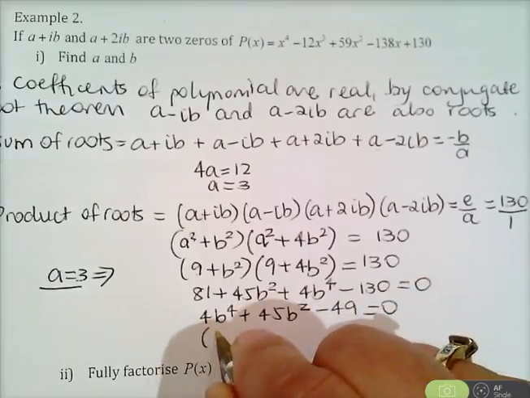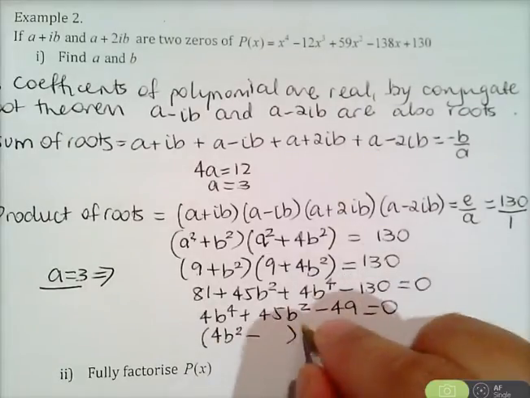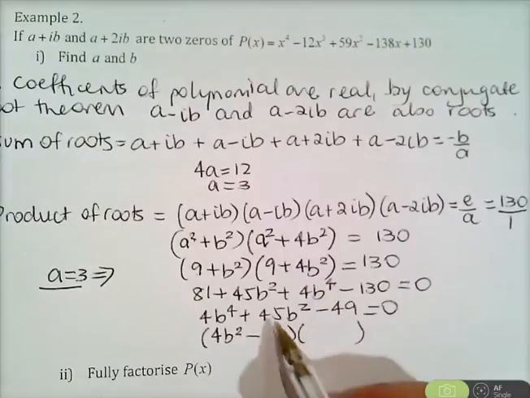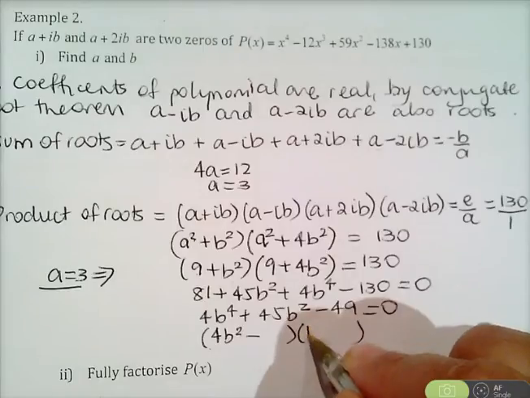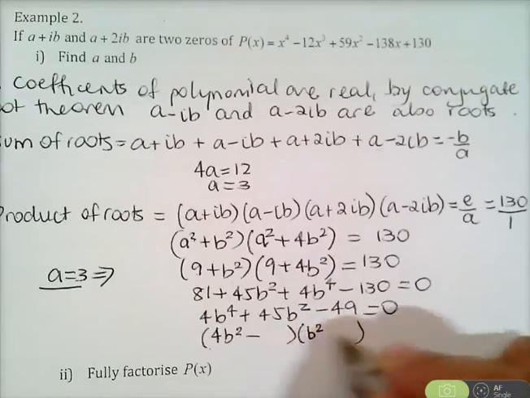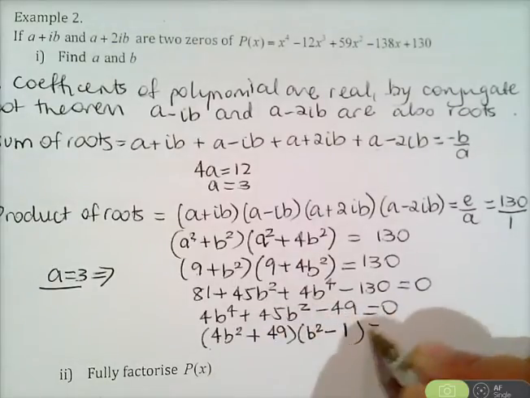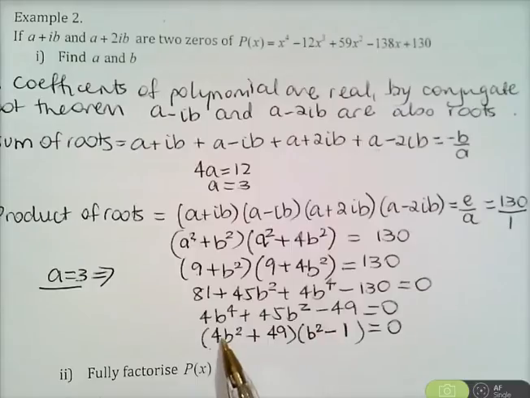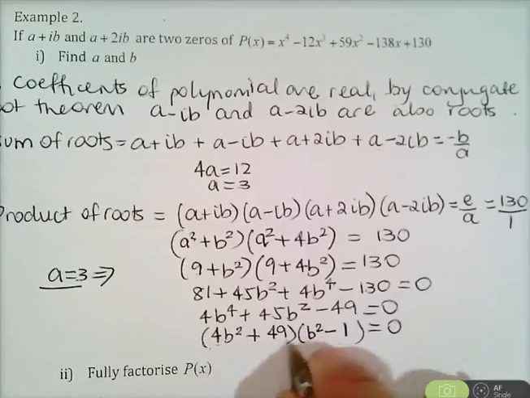So factorising this, we've got 4b squared. Now we need the factors of negative 49. Well, actually we won't do it like that. We'll do 4b squared and b squared. I think if we put the 49 here and the 1 there with a plus and a minus, we should get 4b to the 4 minus 4b squared plus 49b squared minus 49. Yes, that factorization works. So therefore, we've got that 4b squared plus 49 equals 0.